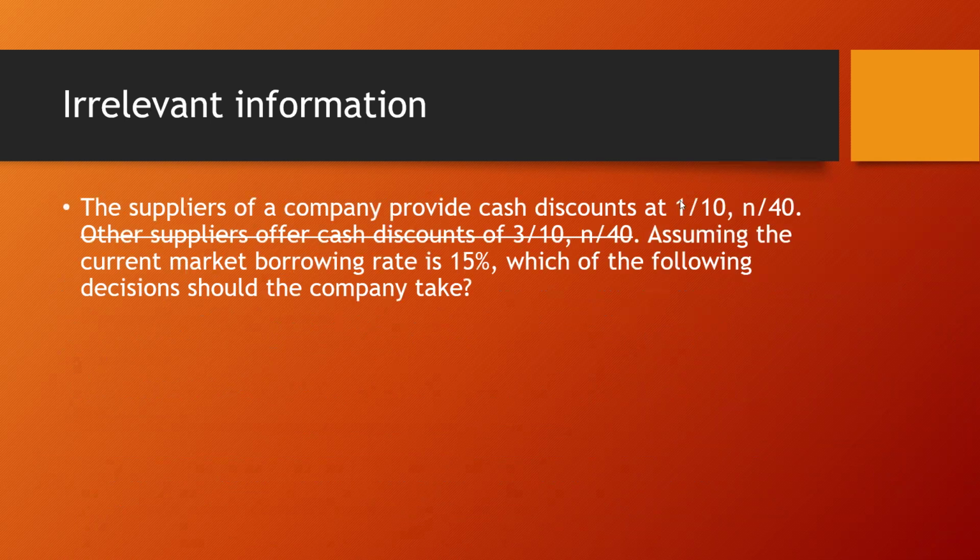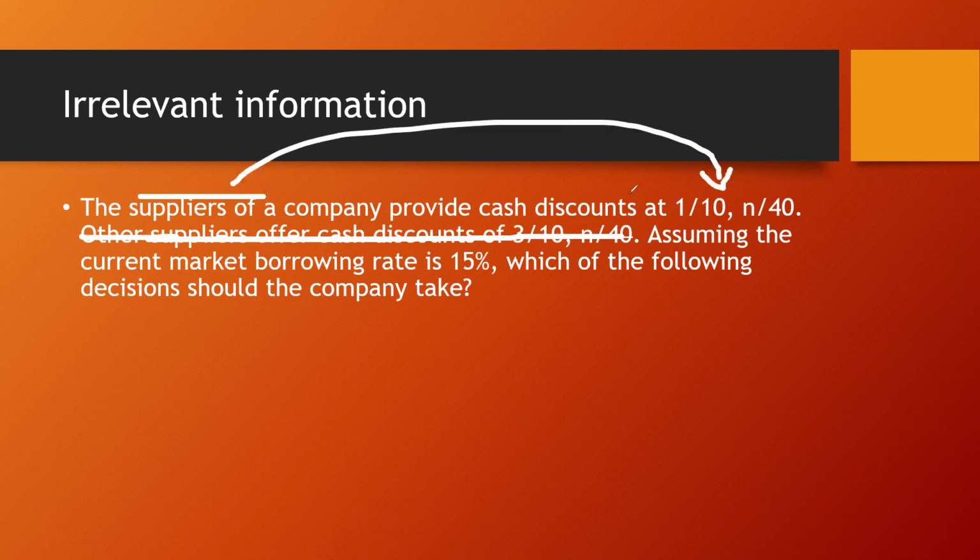The supplier of the company provides a cash discount at 1/10, n/40. The other supplier offers 3/10, n/40. Because it's irrelevant, that's the reason I struck it off. If you look properly, it's irrelevant. Why? While selecting the supplier, you can check everything. You enter into a contract, everything will be done. After that, you made a purchase from this supplier. So he is offering a discount. So it's not the other supplier that offered 3/10.